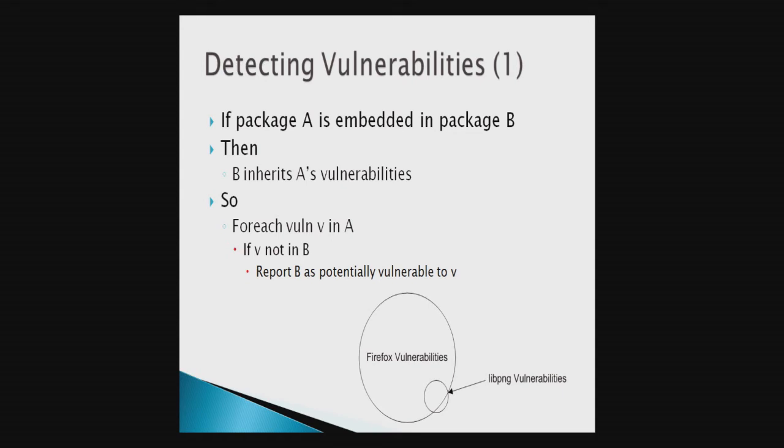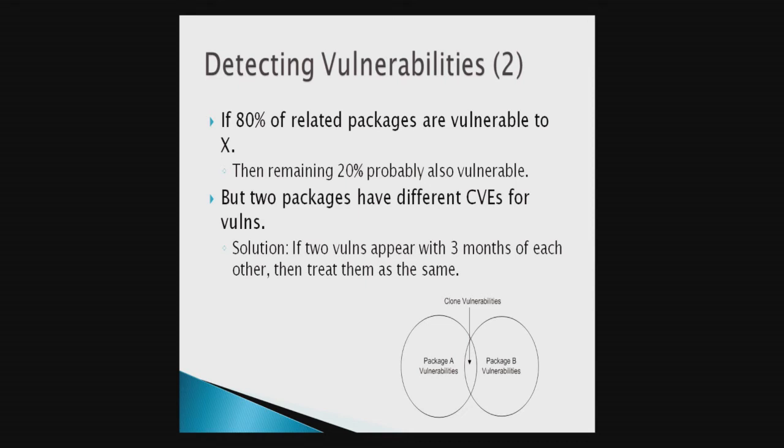The second approach that I'm using gets back to those sets or clusters or cliques in that relationship graph. If 80% of related packages are vulnerable to a particular vulnerability X, then the remaining 20% are probably also vulnerable, but it's just not reported. So that's the basic methodology. If we have a set of packages and 80% of them are vulnerable to libpng CVE 1234, then the 20% that don't report that libpng vulnerability probably should report it, because it's likely that they are vulnerable to that bug.